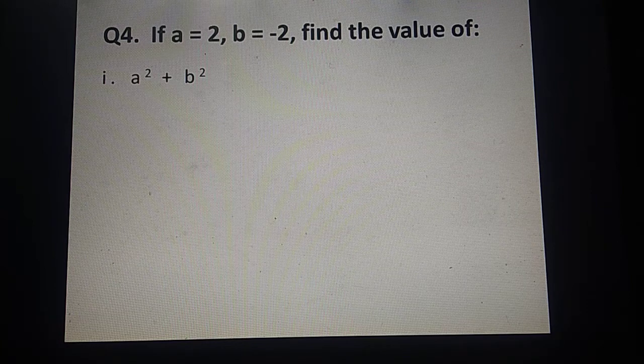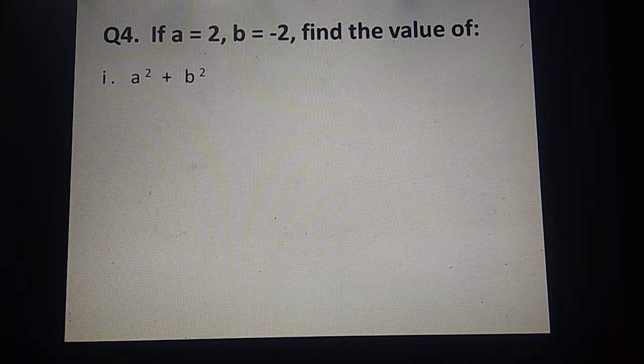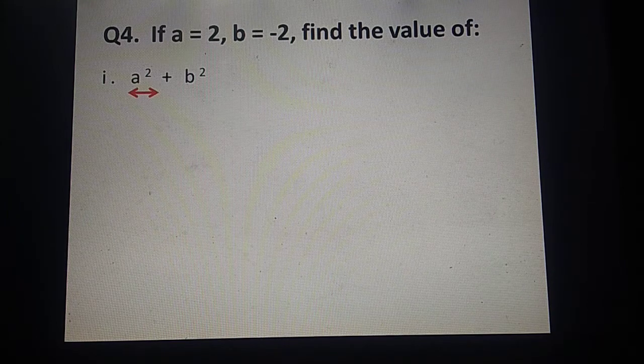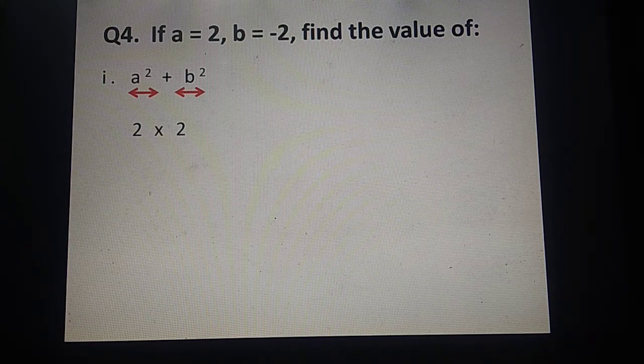First expression is a square plus b square. A square means a into a. B square means b into b. So start from the first term. A square means a into a. In place of a, you will write 2 into 2. Now the next term is b square, that is b into b. In place of b, you will write minus 2 into minus 2. But you will write it in bracket.